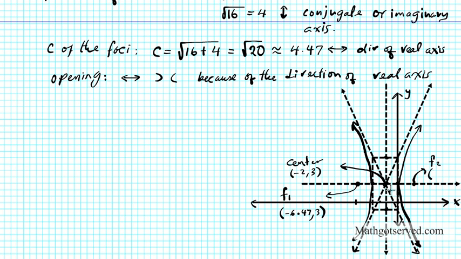And the coordinates, let's trace it to the x-axis. Starting from here, we go 1, 2, 2.47. And for the y-axis, you just go up 1, 2, 3, comma 3. And that's your coordinates of F1. Okay? 2.47, comma 3.